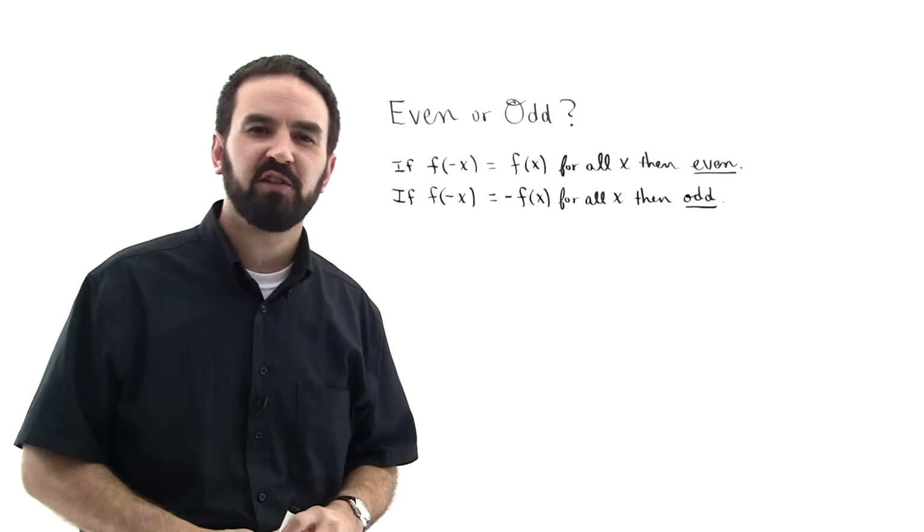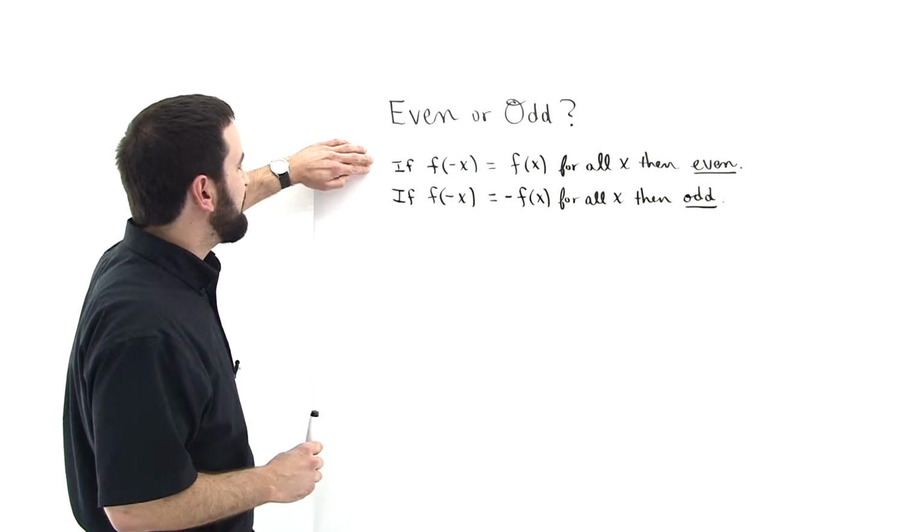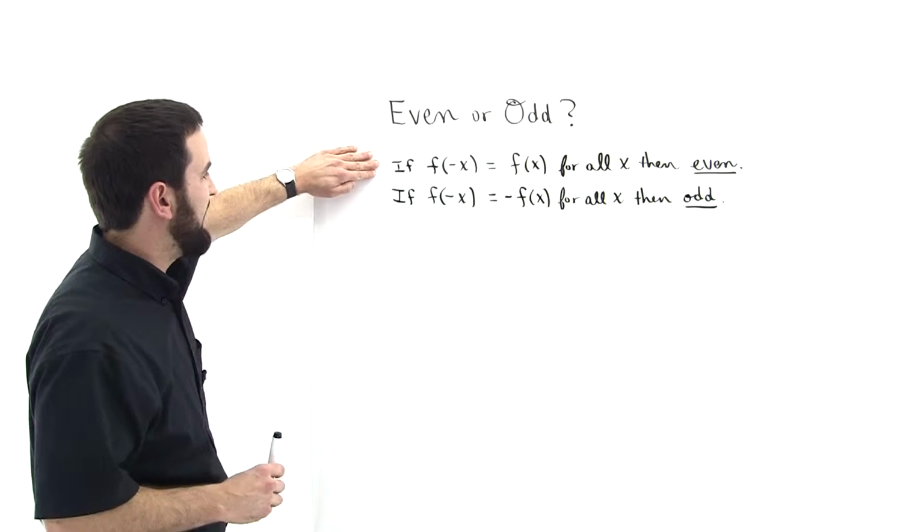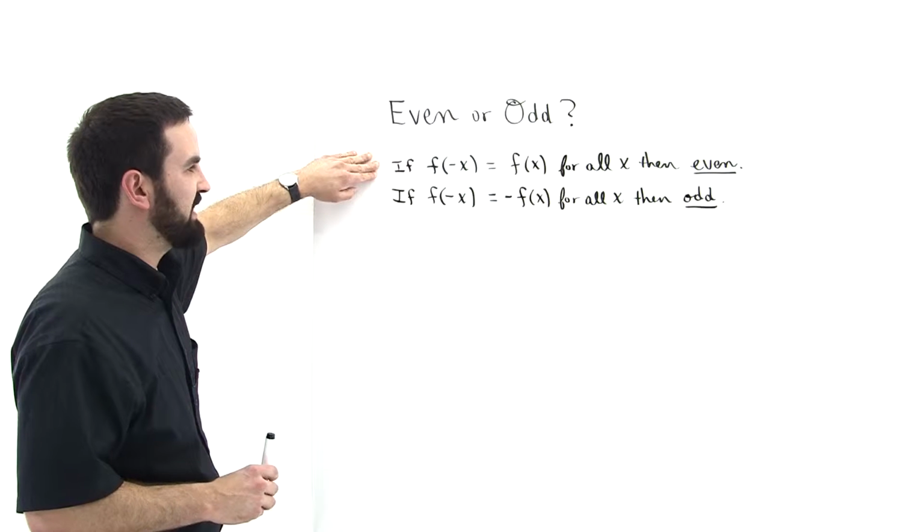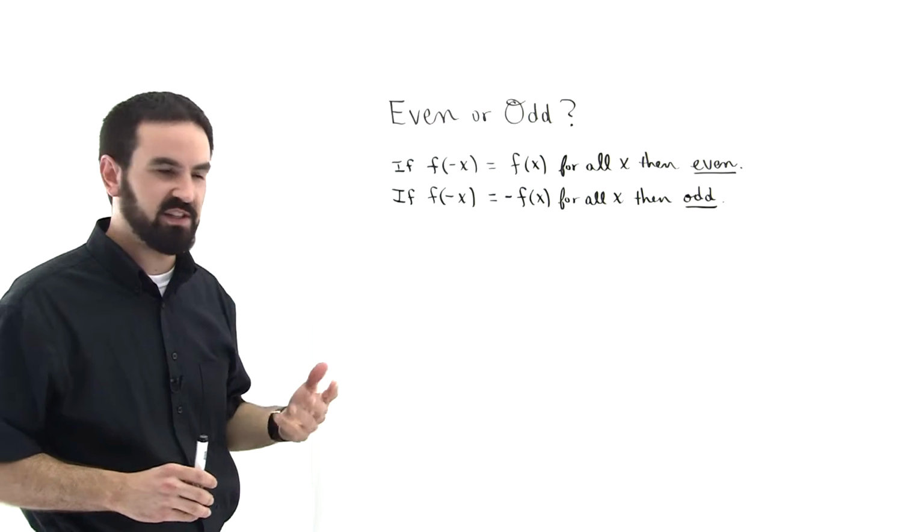How do we know if a function is even or odd? The condition for being even is given by this. f of negative x is equal to f of x for all x. Then that function is even.